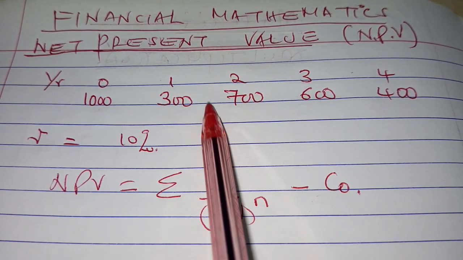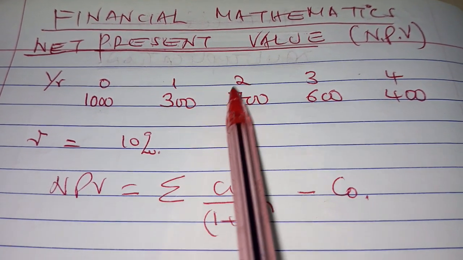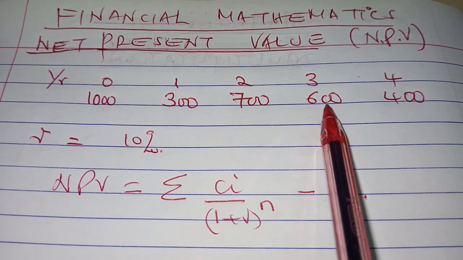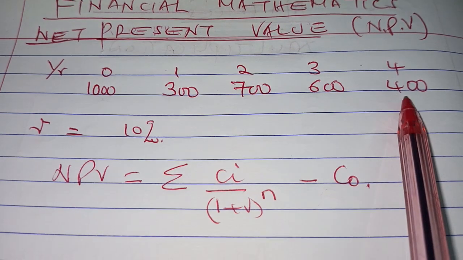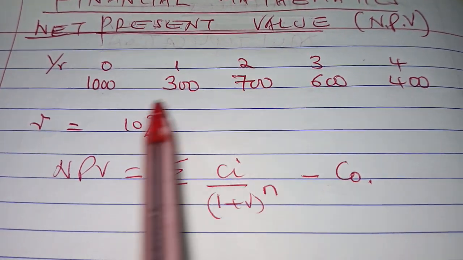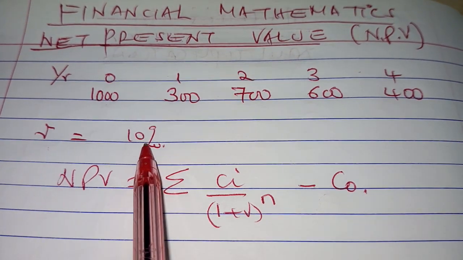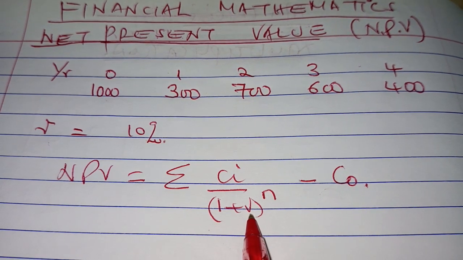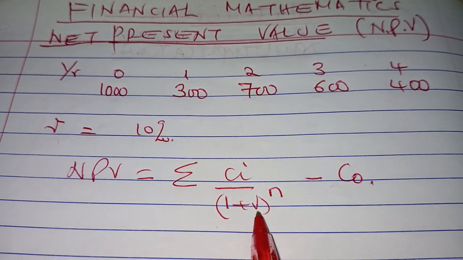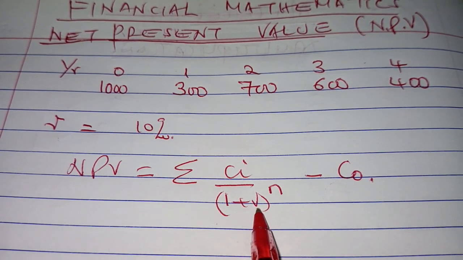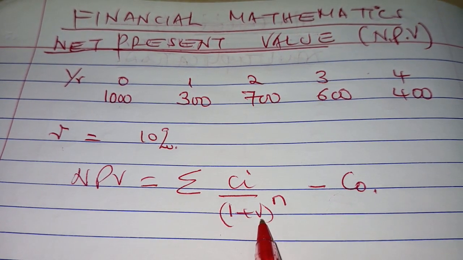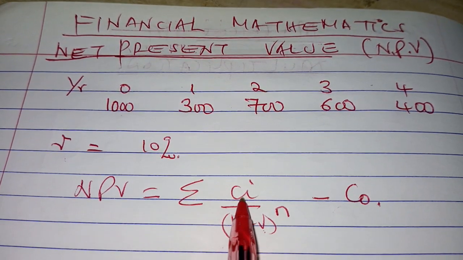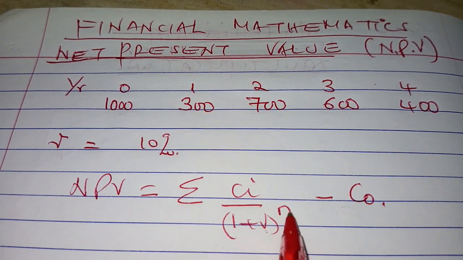The first year gives us a cash inflow of 300,000. Second year gives us 700,000 inflow. And third year gives us 600,000 in inflow. And fourth year gives us 400,000 in cash inflow. Now, given the rate of return as 10%, you can see it's being shown here as R. This R is the rate of return. It's the interest rate charged by the company or charged by the financial markets when they are giving out financial loans.